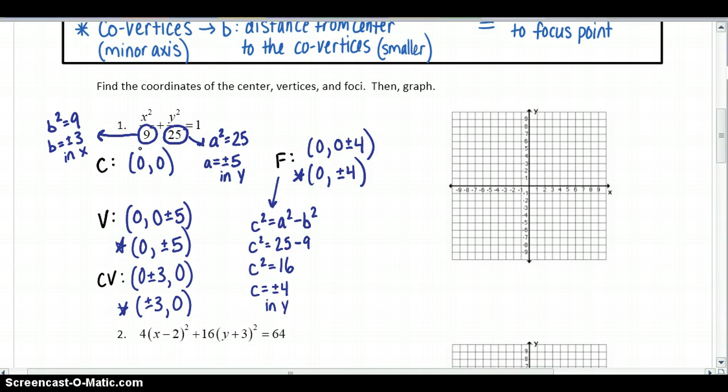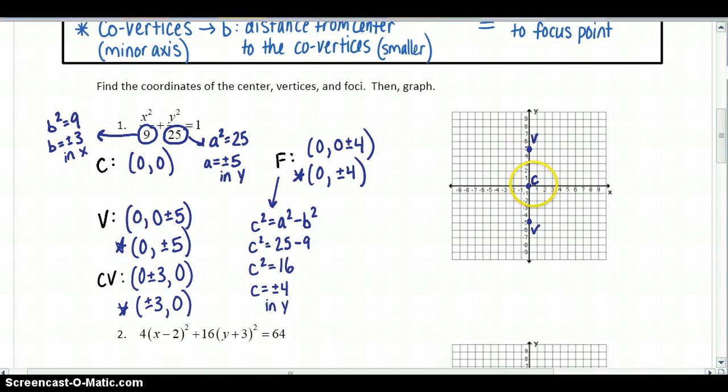Now I'm going to go ahead and graph it. Alright, I'm going to start with my center, and I always label all my points, so there's my center at 0, 0. My vertices are at 0, plus or minus 5. So 0, 5, there's one vertex, and 0, negative 5 is another.